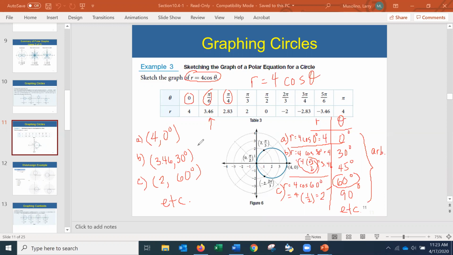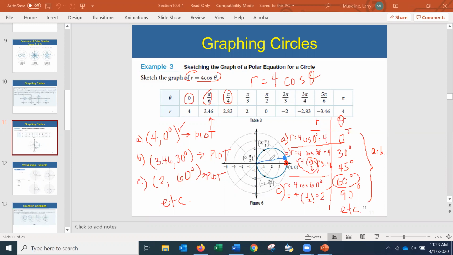Now I could go plot each one of these on the polar graph paper. All right, let's do 4 comma 0 degrees. Well, this would be this red dot right here that I'm putting on the graph. Let me go to 3.46 comma 30 degrees. Let me plot that as a blue dot maybe. I'm going to go to 30 degrees, which is about this radial line here. And I'm going to go out to about 3.5. So that would be this blue dot right there.